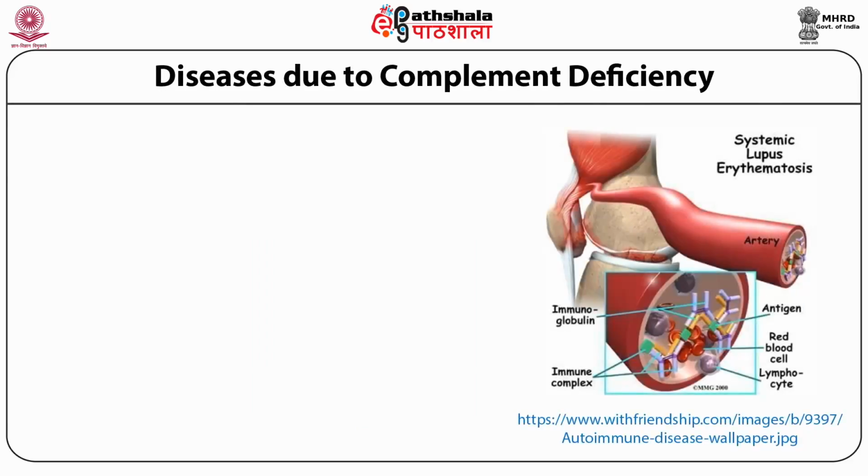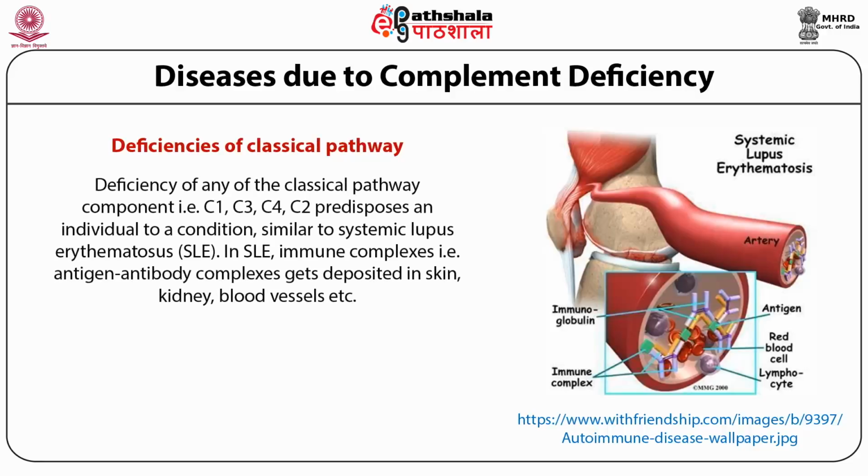The deficiency of complement components can lead to various disorders. These disorders are generally complement deficiencies which are rare in nature, but some of them are very common in specific racial groups. Some of the common impacts or diseases arising due to complement deficiency are deficiency of classical pathway. The deficiency of any of the classical pathway components, that is C1, C3, C4, C2, predisposes an individual to a condition similar to systemic lupus erythematosus or SLE.